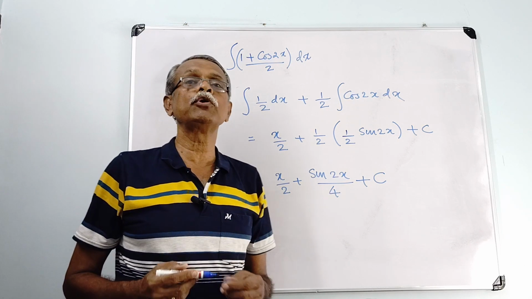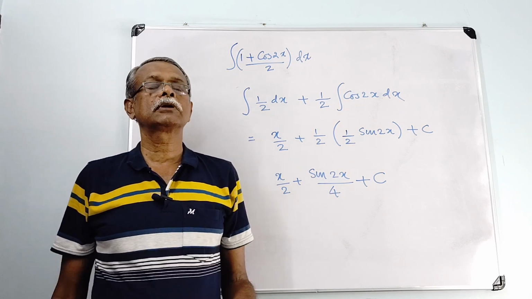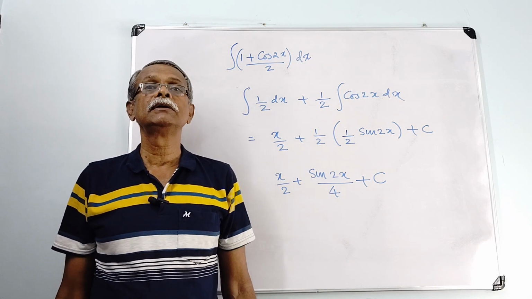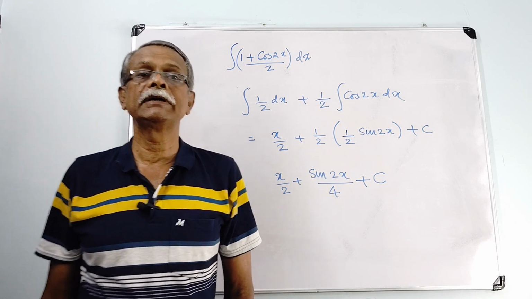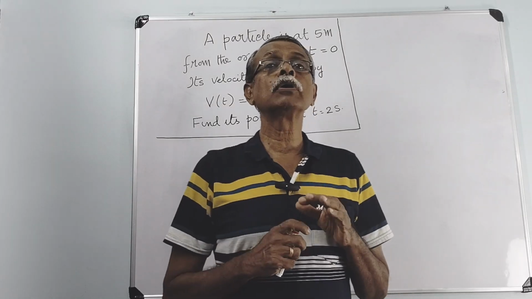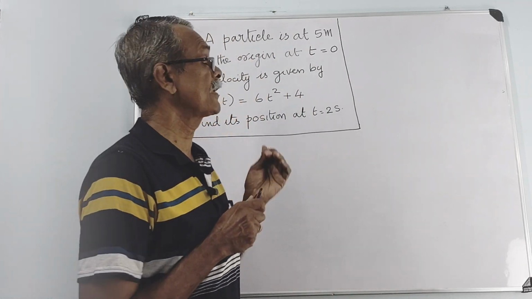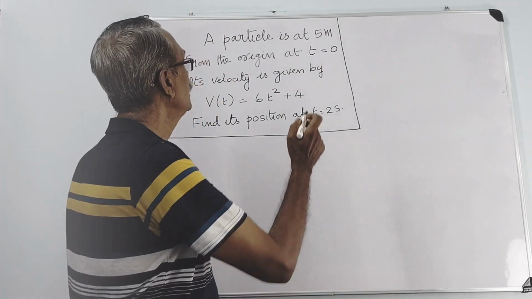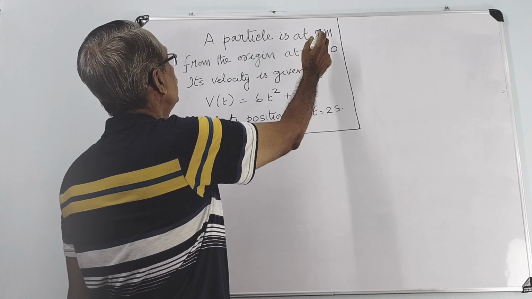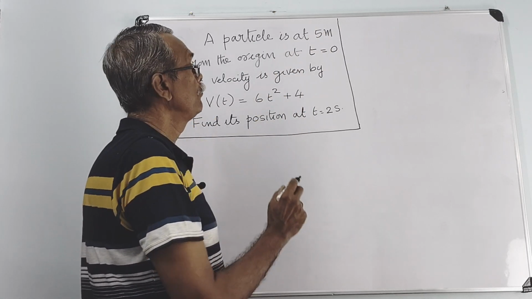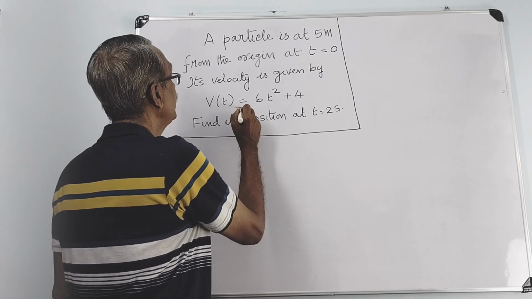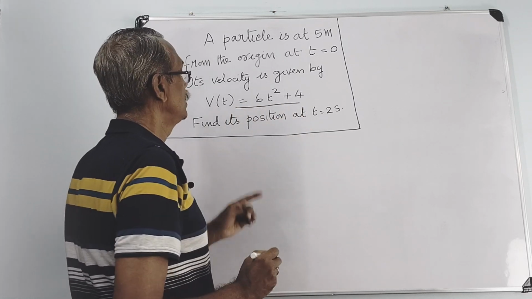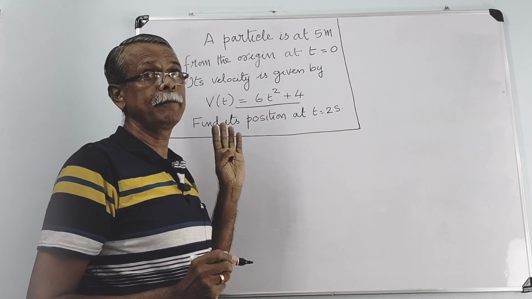And this method can be used for other product trigonometric ratios like sin square x. So this is a very useful method. Now we work out this question as an example. A particle is at 5 meters from the origin at t is equal to 0. Its velocity is given by this function. We have to find its position.